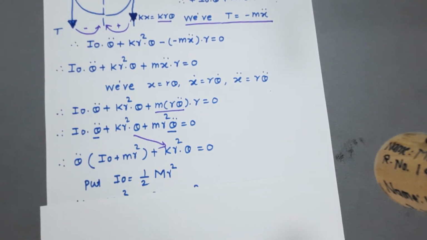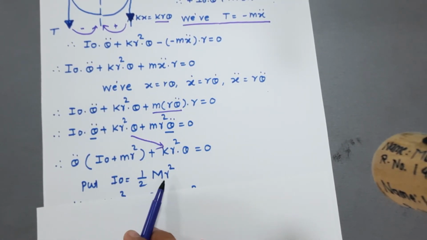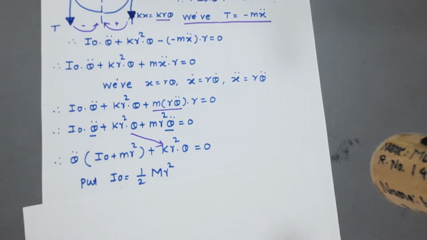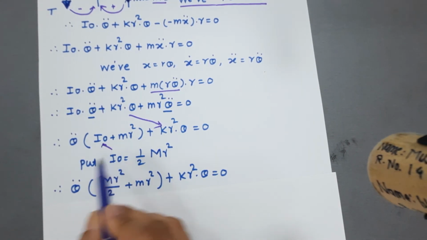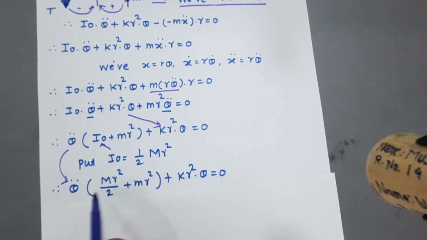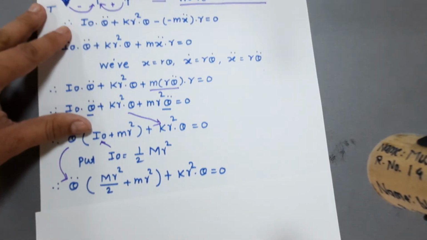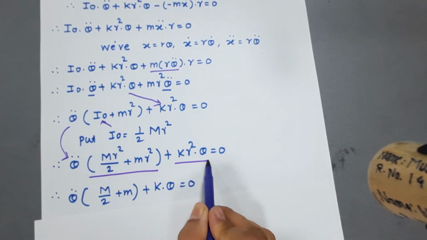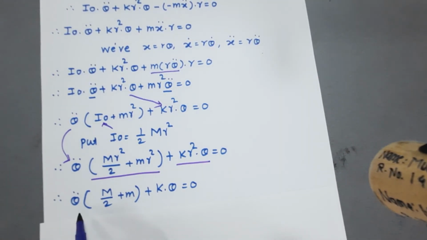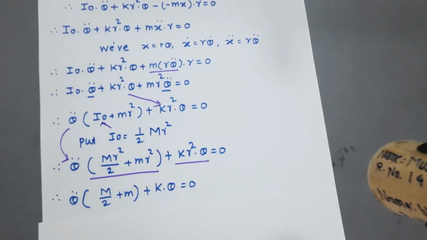Now we know I0 is the moment of inertia of the pulley, given by the formula 1/2 capital M r square, where capital M is the mass of the pulley and r is the radius of the pulley. By putting the value of I0 into this equation, we have theta double dot into (capital M r square divided by 2 plus small m r square), bracket complete, plus k r square theta. Now r square is common, so it gets cancelled. So we have a new equation: theta double dot into (capital M by 2 plus m), bracket complete, plus k theta is equal to 0.